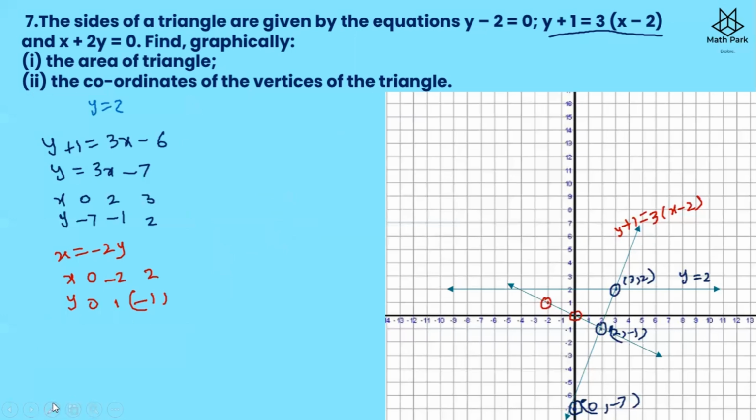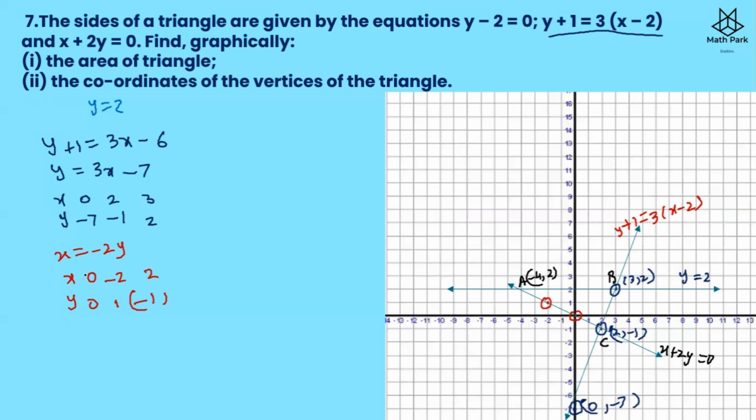Don't forget to again write the equation of the line here. So the equation of this line is x plus 2y equals 0. Okay. Then you are asked to find the area of a triangle and the coordinates of the vertices of a triangle. So let us name this vertex as A. The coordinates of this are minus 4, comma 2. The coordinates of this, let us name it as B, it is 3, comma 2, and let us name this as C, which is 2, comma minus 1.